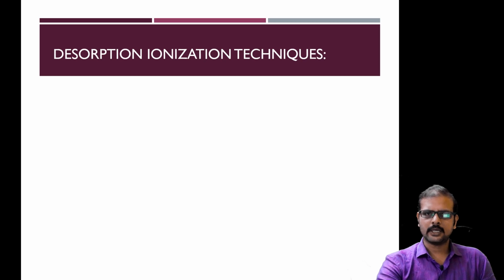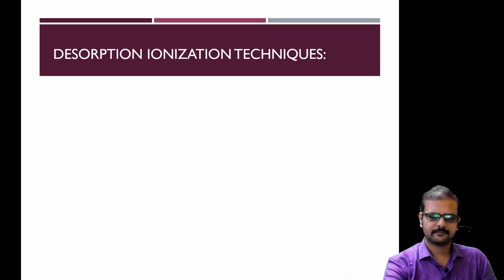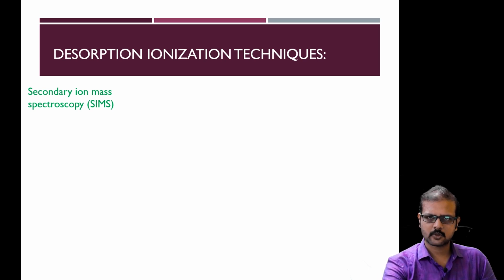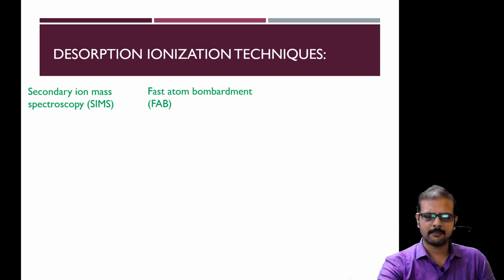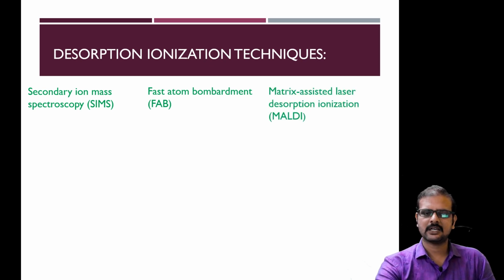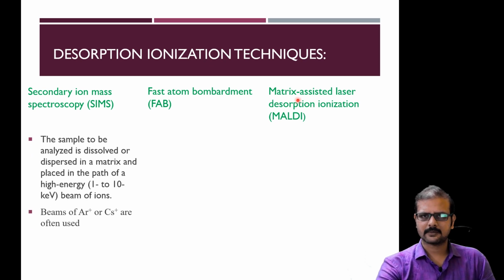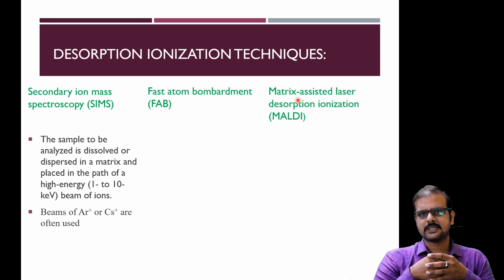Then the second technique is called the desorption ionization technique, where three techniques are involved. First is secondary ion mass spectroscopy, next is fast atom bombardment, and last is matrix assisted laser desorption ionization. In these three techniques, the commonly used thing is matrix. Our sample is dissolved in a matrix, and there is a bulk of matrix present in the chamber.